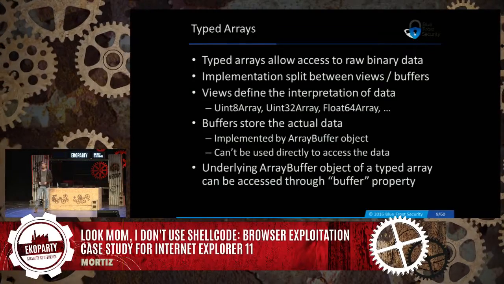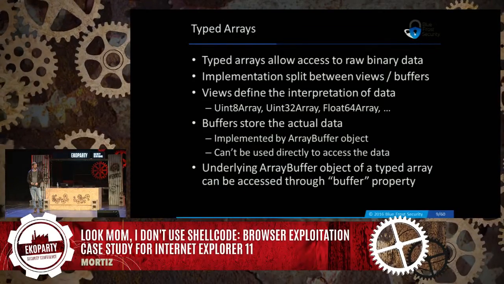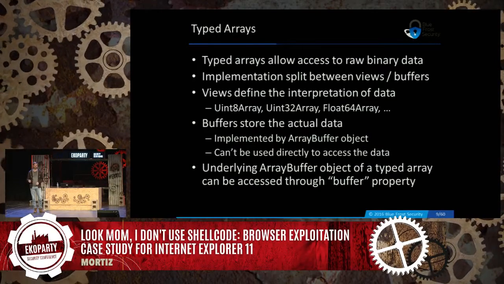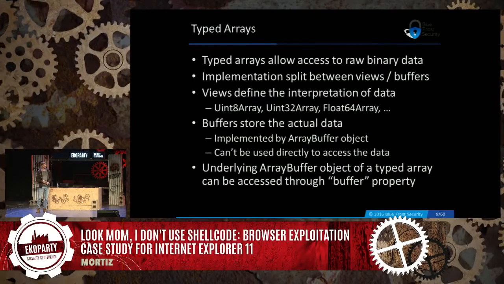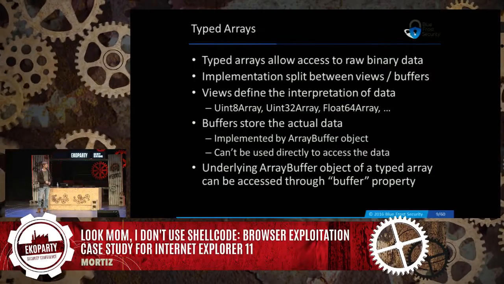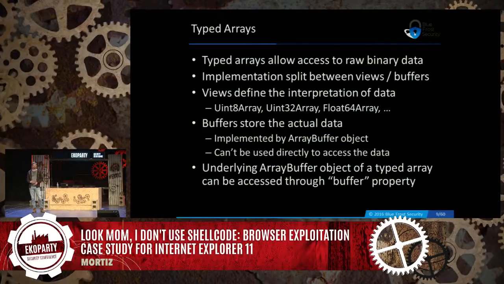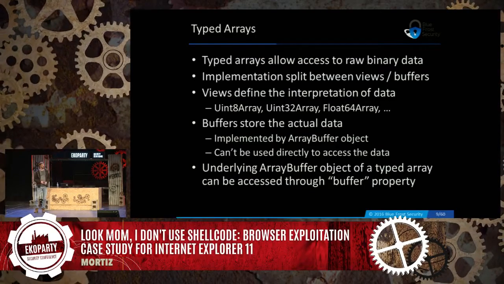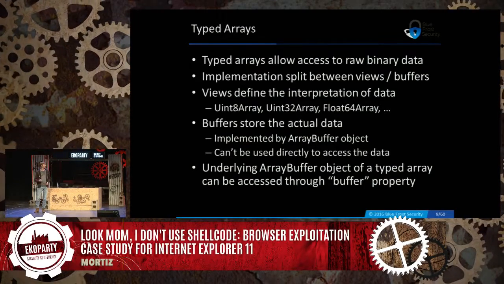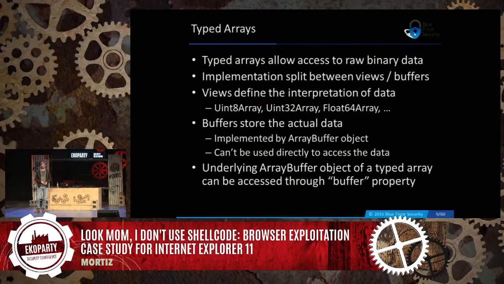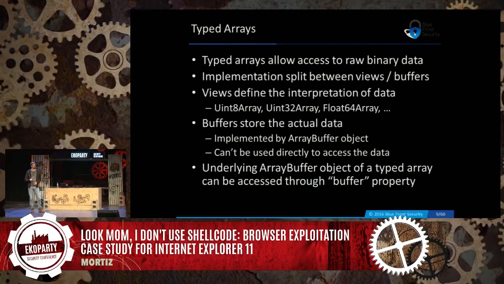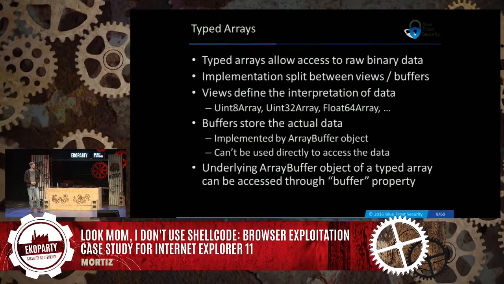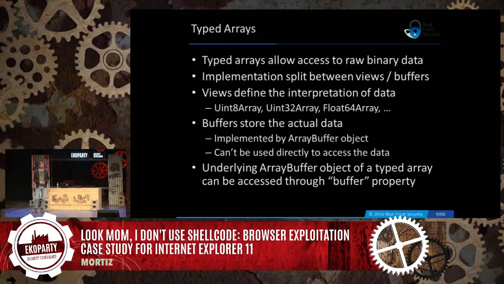So the implementation of typed arrays is split into views and buffers. The view can be seen like a typecast, so it defines the way data is actually accessed. And the buffer is where the actual binary data is stored. There are several subclasses like Uint8Array or Uint32Array. The buffer is implemented in an object called the ArrayBuffer object, and you can't access that object directly. So you always have to use one of these subclasses to actually access the data in the buffer. However, you can get a reference to the buffer using the .buffer property.